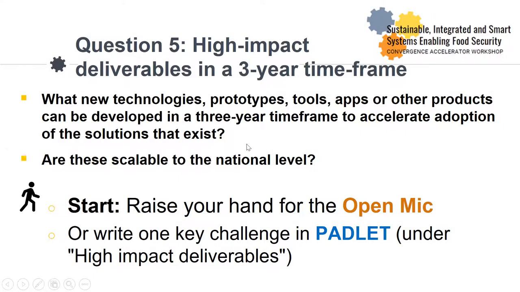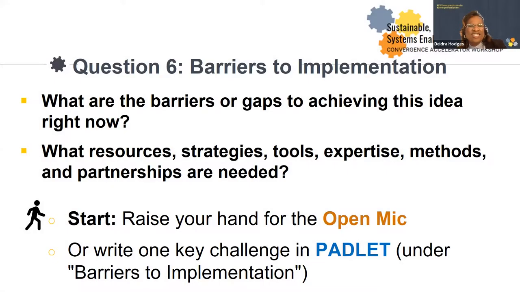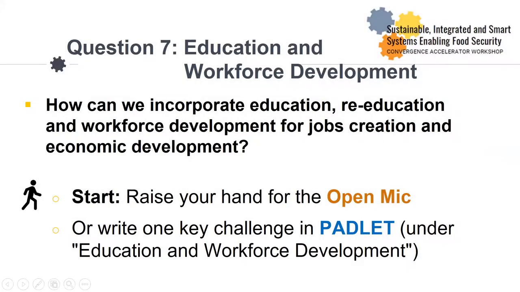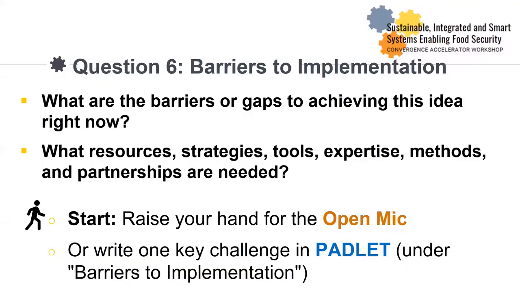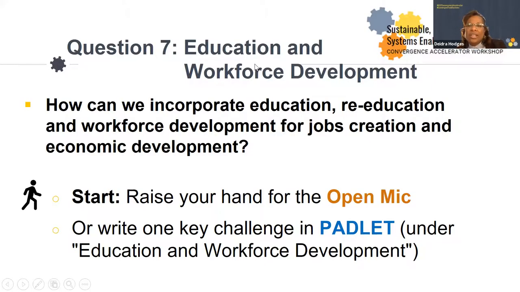We're actually on barriers to implementation, which Jose just touched on. So we've discussed some high impact deliverables in the 3-year timeframe. Why is it convergent ready? And so now we're transitioning to barriers to implementation. Then the last question, after barriers to implementation, will be education, workforce development, economic development, community development. That will be the last question for today.